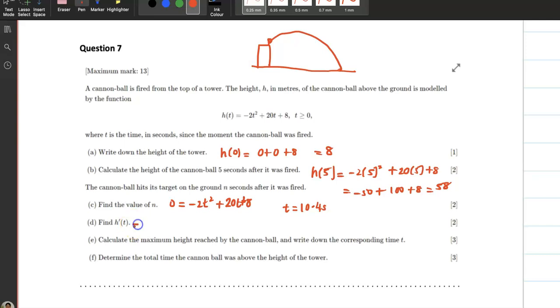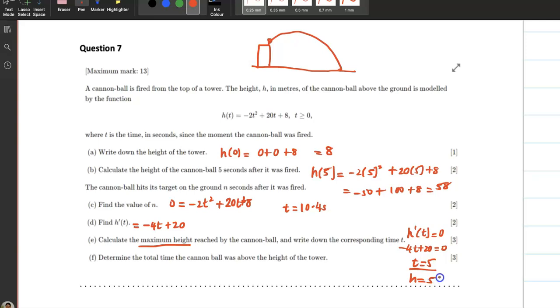This is your question. h dash t is minus 4t plus 20. Calculate the maximum height reached by the cannonball and write the corresponding value of t. Now, what happens whenever it's maximum? I told you, derivative is equal to 0. Whenever maximum, minimum, don't forget the derivative is equal to 0. So minus 4t plus 20 is equal to 0. So t is equal to 5. So at 5 it reaches the maximum height. Calculate the maximum height. We already got that, no? 5 seconds after that, the maximum height is 58.